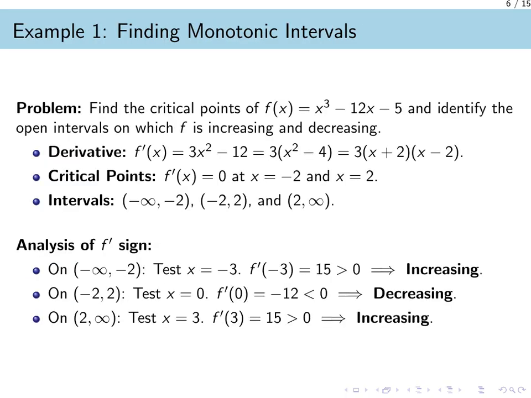Let us apply our method to find where the function f of x equals x cubed minus 12x minus 5 is increasing or decreasing. First, we compute the derivative, which is f prime of x equals 3x squared minus 12. We find the critical points by setting this derivative to 0, which gives us solutions at x equals -2 and x equals +2. These 2 points divide the number line into 3 open intervals, from -infinity to -2, from -2 to 2, and from 2 to infinity.